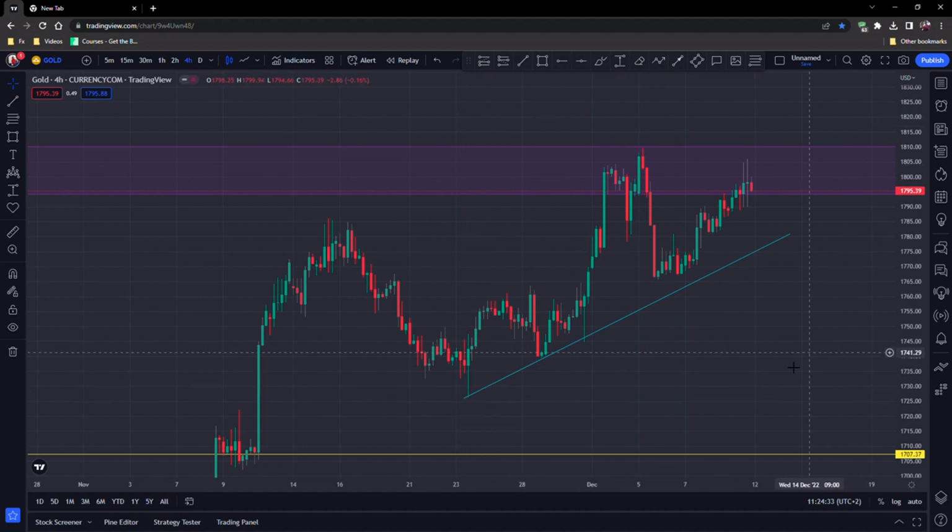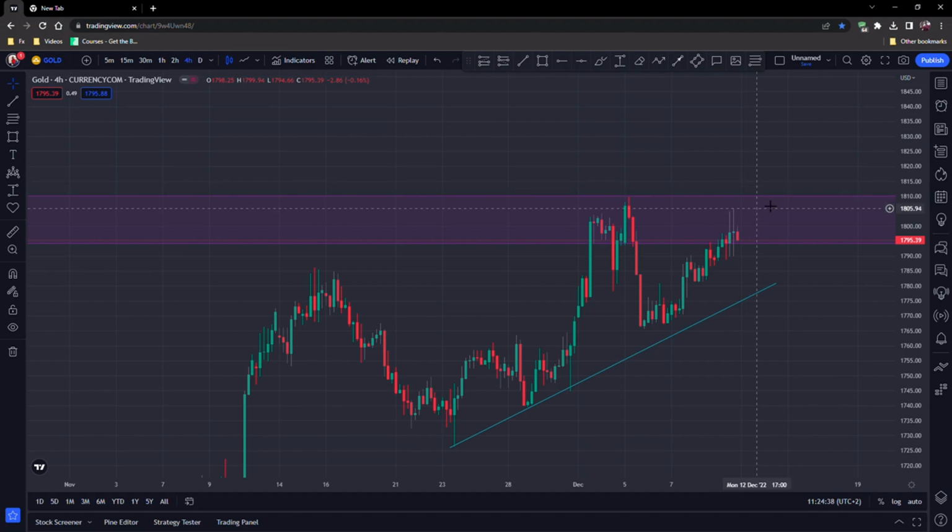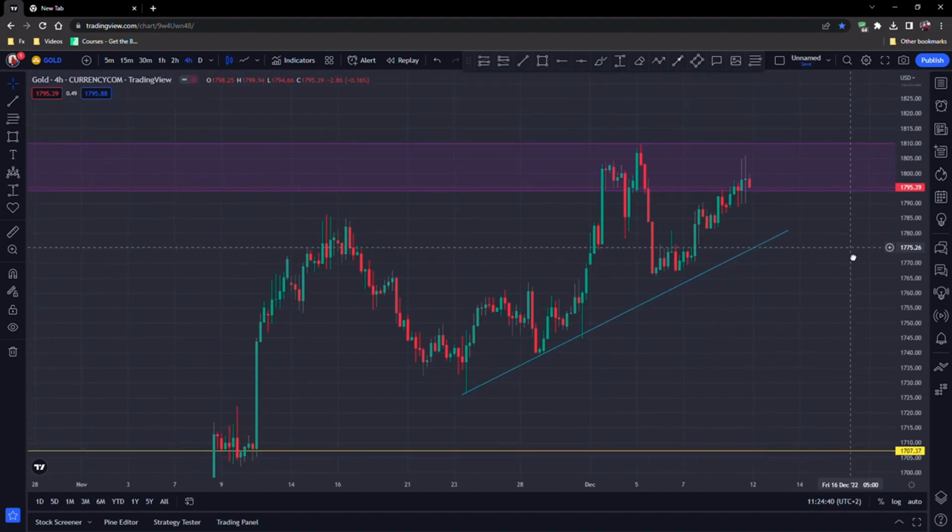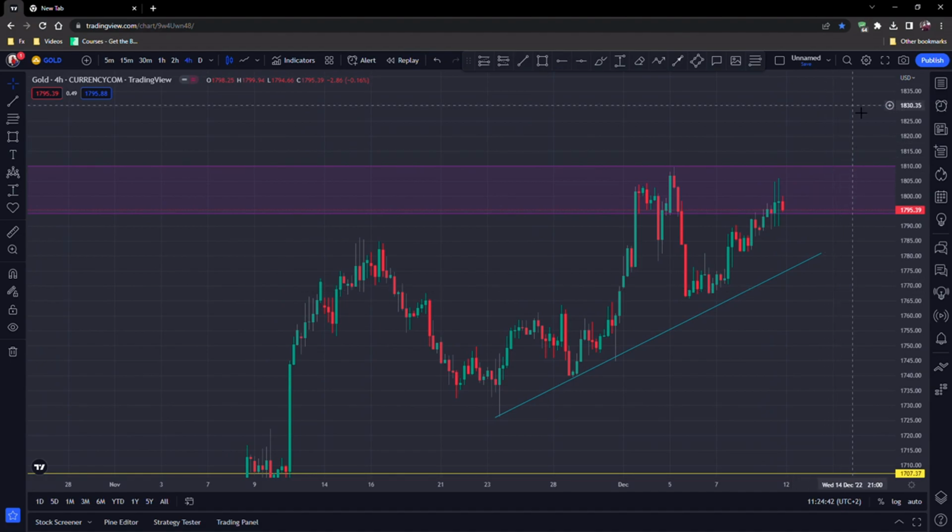But this formation right here is an ascending type triangle. So if the market does break up and give us a retest, we'll be looking to take that buy entry. But yeah, that's going to be it for gold.